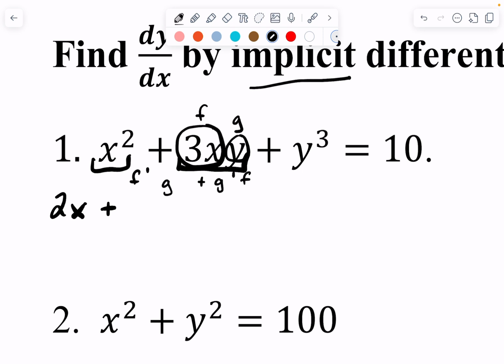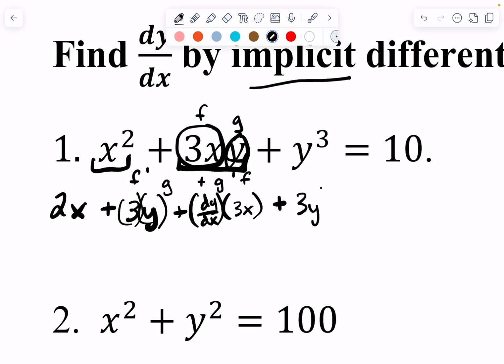Okay, so f prime, the derivative of 3x, is 3. You can put dx if you want to, or you don't have to. G is going to be y, so the f prime g is going to be that guy. Plus g prime is the derivative of y, which is 1 dy dx, times f, which is 3x. So those are my pieces there, and that's my product rule. That is done. Plus the derivative of y cubed is 3y squared dy dx, equals the derivative of 10, which is 0.